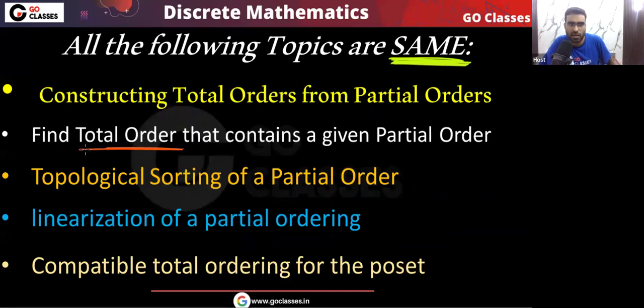That is the same as a total order that contains a given partial order. If you want to find a total order that contains a given partial order, that is the same as finding the topological order. That is the same as linearization of a partial order. That is the same as compatible total ordering. All these things are the same. This is what we have seen in this lecture.